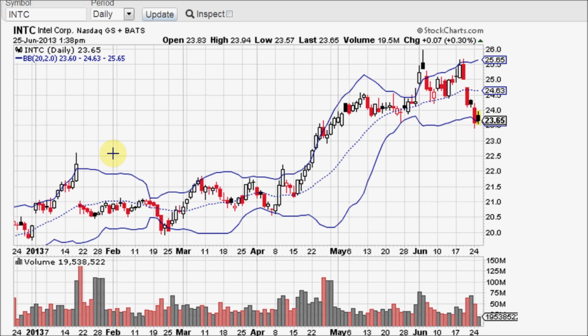So let's take a look at what that means. Prices at the upper Bollinger Band are high or overbought, and at the lower Bollinger Band are low or oversold.